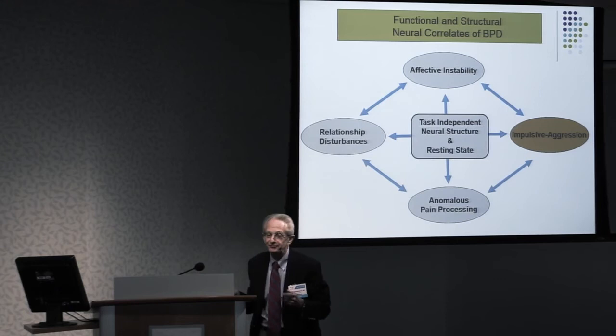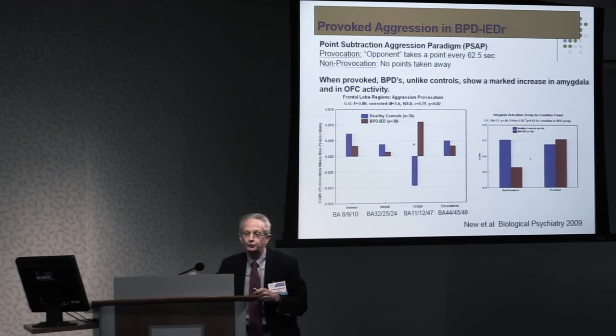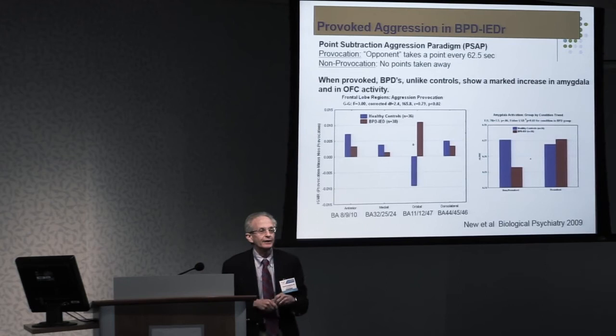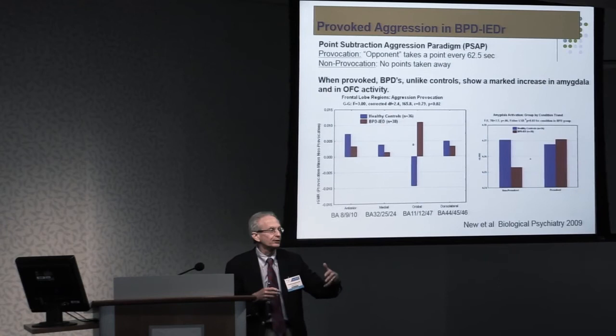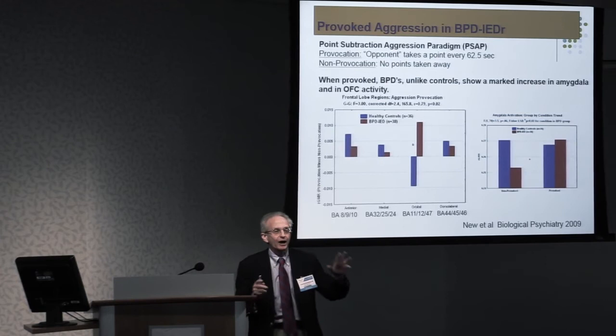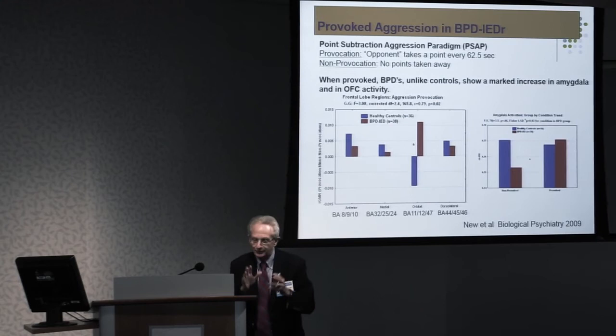But with impulsive aggression, let me tell you an experiment that Antonia New in our group did, looking at a laboratory test of aggression called the point subtraction aggression paradigm. What this is, you have subjects come into the laboratory and they play a computer game with what they believe is another person. You have to always be suspicious when you come into a psychology lab and they tell you you're playing with another person. In fact, it's a computer they're playing with. The object of the game is to get as many points as possible, which you can trade in for dollars, a little bit of money.